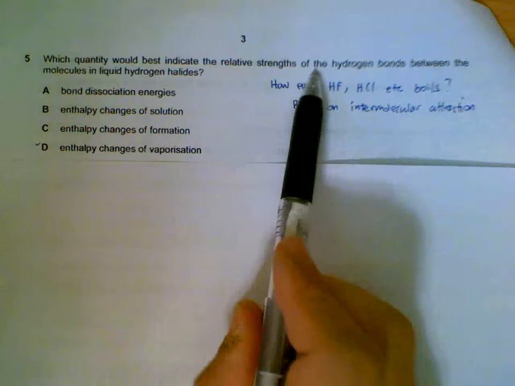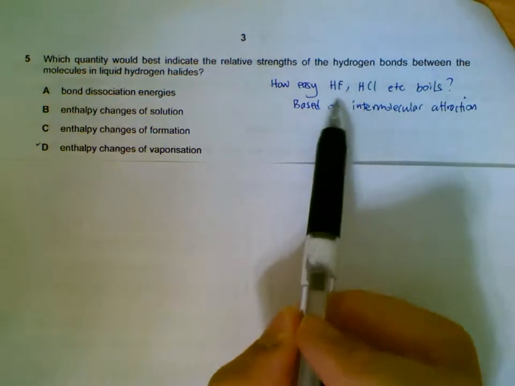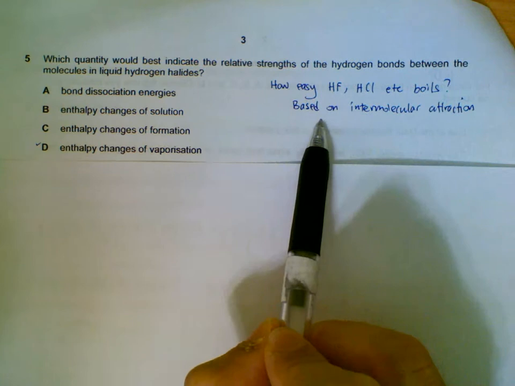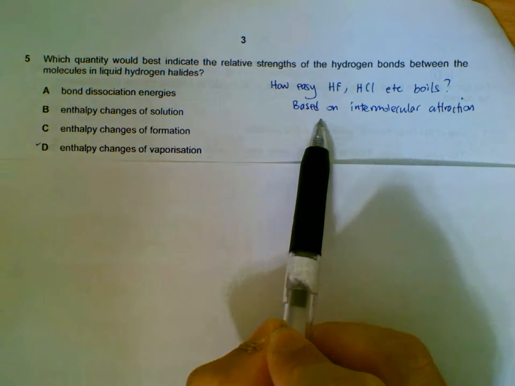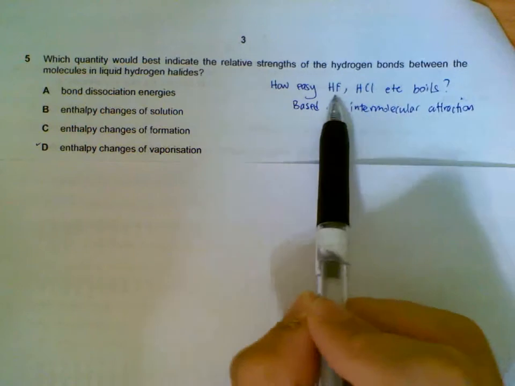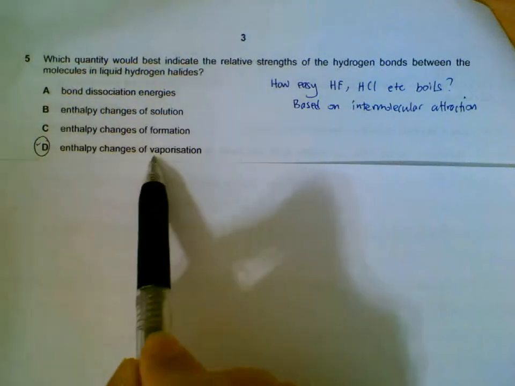Number 5. Which one will compare the relative strengths of the hydrogen bond between the molecules? So the stronger the hydrogen bond, the stronger will be the intermolecular attraction, and it will affect the energy required to vaporize them, change them from a liquid to a gas. So hydrogen bonds affect the heat of vaporization.